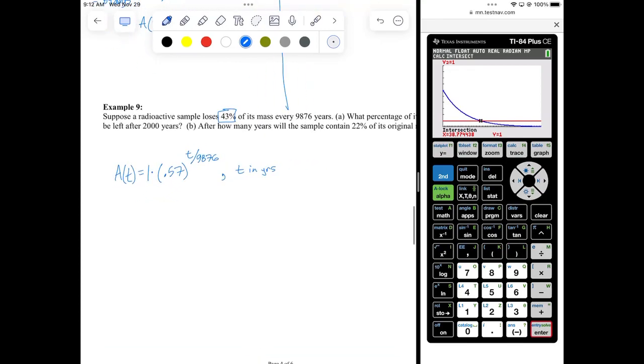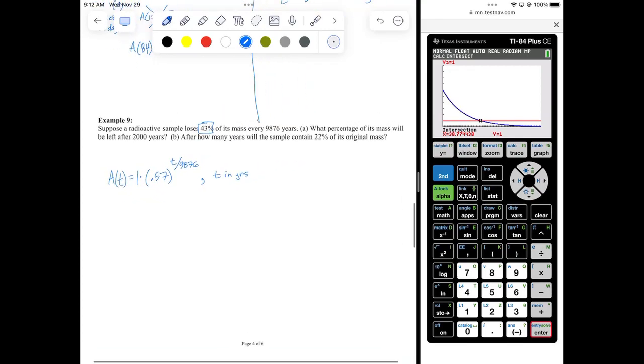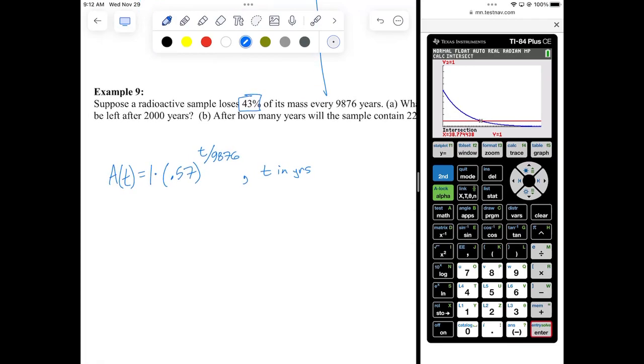Okay. Now that we have that, it says what percentage of the mass will be left after 2,000 years? Yeah, we plug in t equals 2,000. So we show that in function notation by doing A of 2,000, and then we could just plug it in. Now I'm going to do it the other way again. I like to plug in the model into y1 in case I have to use it again for anything. I have it right there, and I don't have to plug it in again. So I'm going to type in 0.57 caret x divided by 9876.